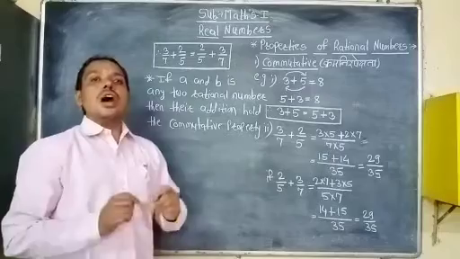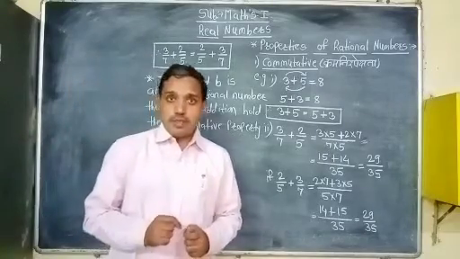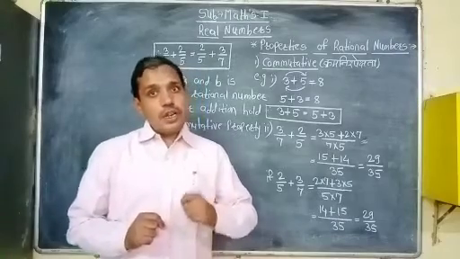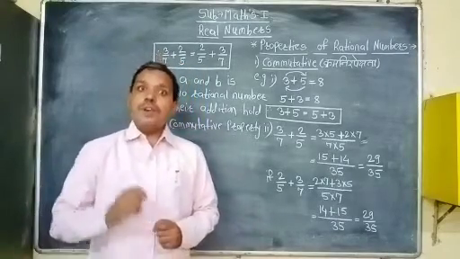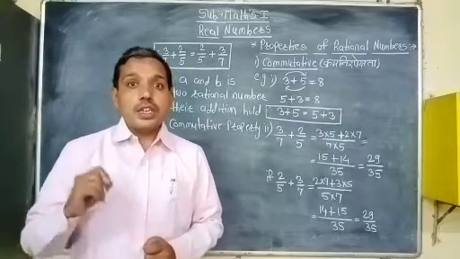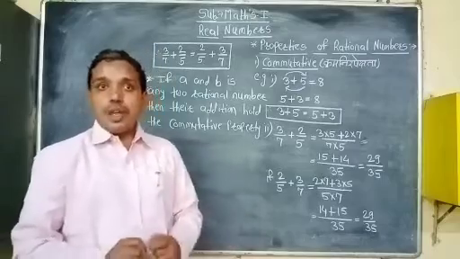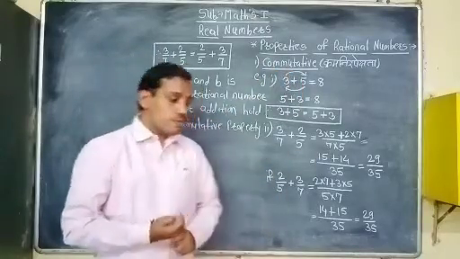That means the addition between two rational numbers can take place, and if we interchange the position of those rational numbers, then the answer will never change, and that property of the addition of rational numbers is called the commutative property.